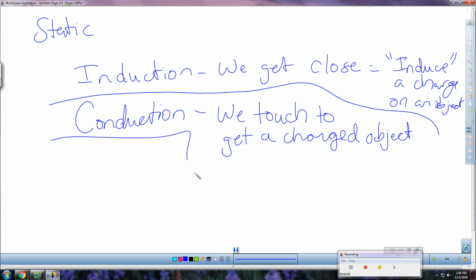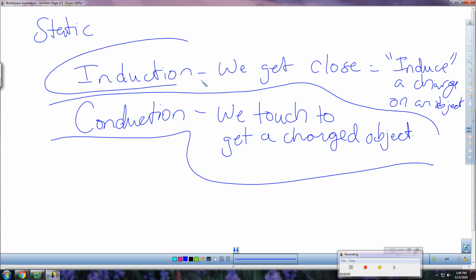Where conduction is where you actually touch the object. So I put my hand on the TV, I get a shock, and that causes me to become a little bit more negatively charged there. So we can induce a charge through induction and cause objects to become positive or negatively charged, or we can actually physically touch the object, called conduction, to make it positive or negatively charged.